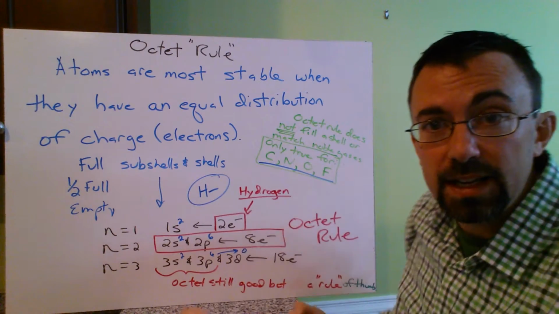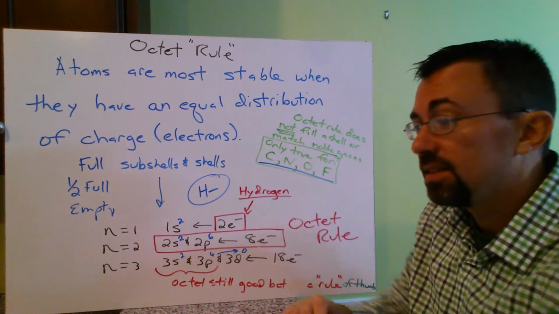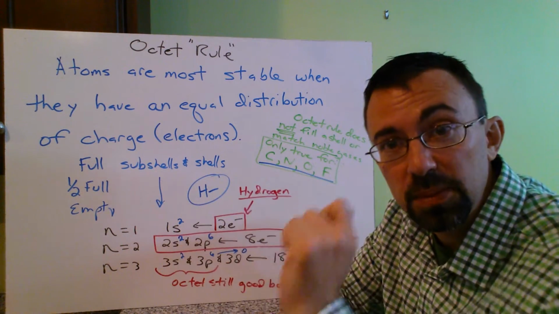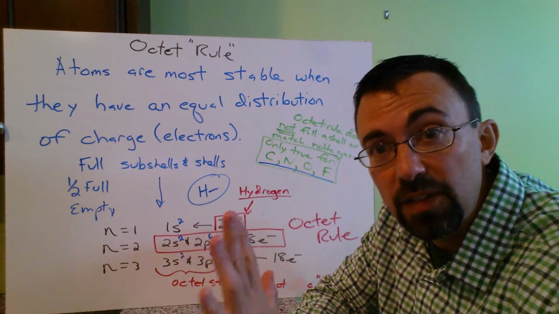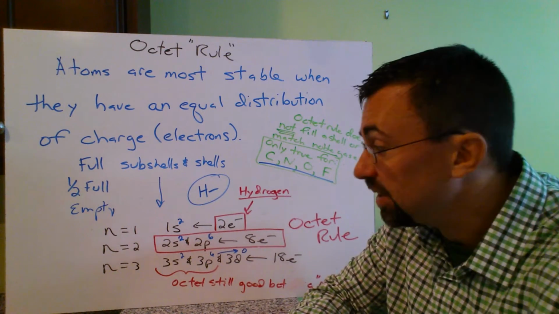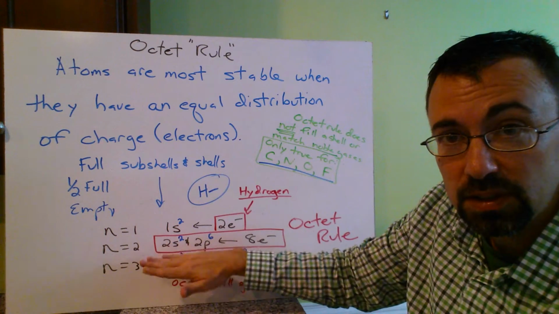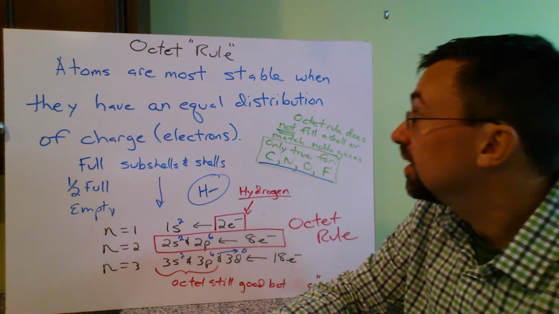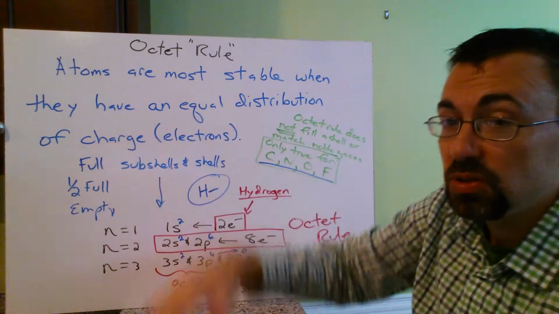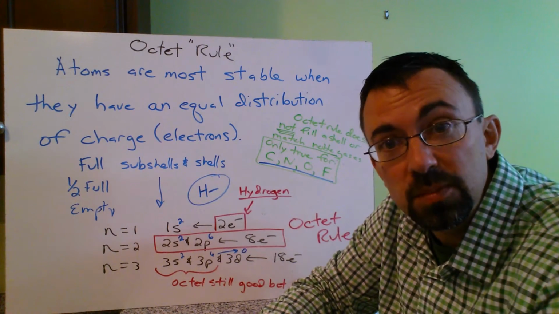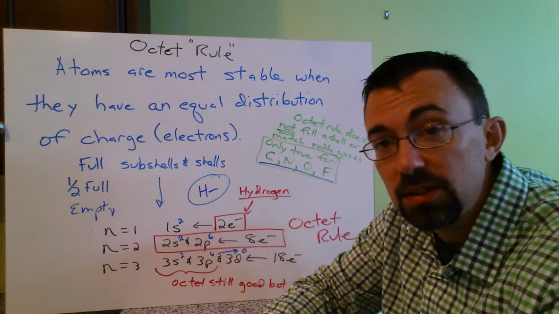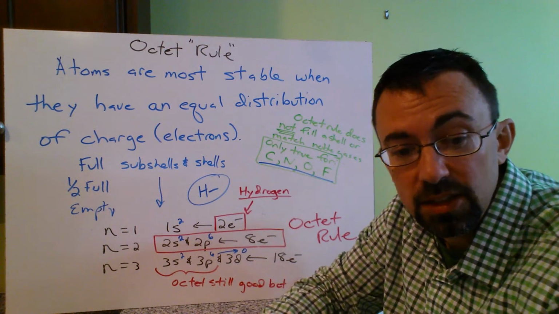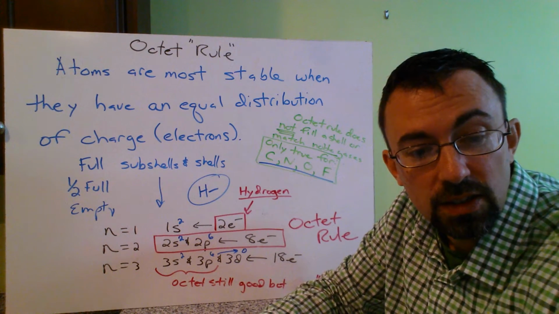Oh, and why 8? If I say why 8, I'll say this in class. I'll probably put this on a test. If I say why 8, I want to say that's how many electrons it takes to fill the S and the P subshells, or that creates an equal distribution of electrical charge in the S and P subshells.